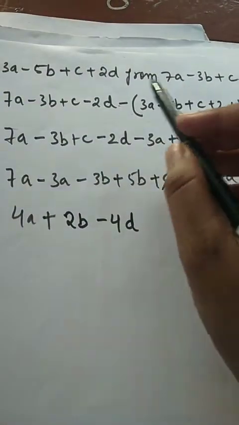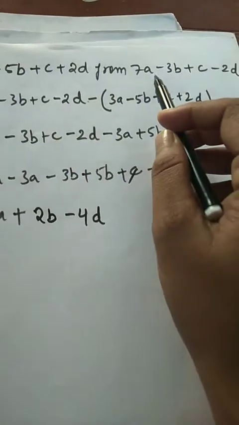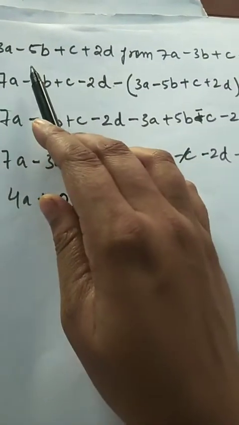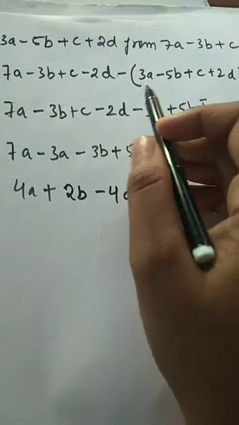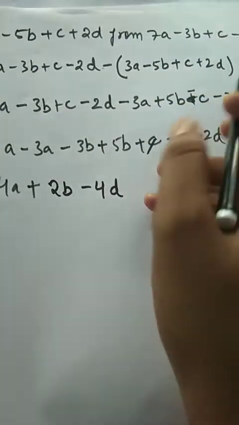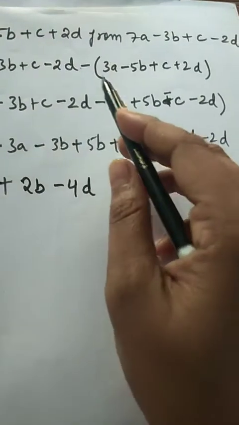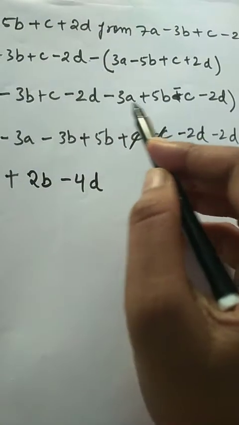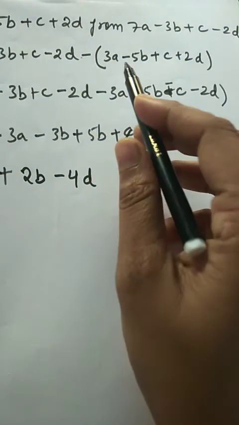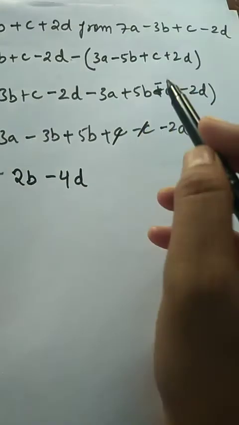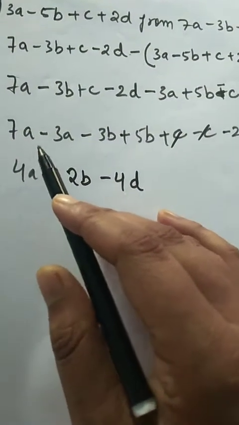The next question you can see is subtraction. In a subtraction question, "from" is given, so we will write the second expression first, and then we will write the first one with a minus sign outside, and we'll put a bracket around the whole expression. So we will write this first expression, and then in the second expression we will change the sign. We have changed the sign. This will be minus, this will be plus, this will be minus, and this will be minus, and then we will solve it by taking the like terms together.